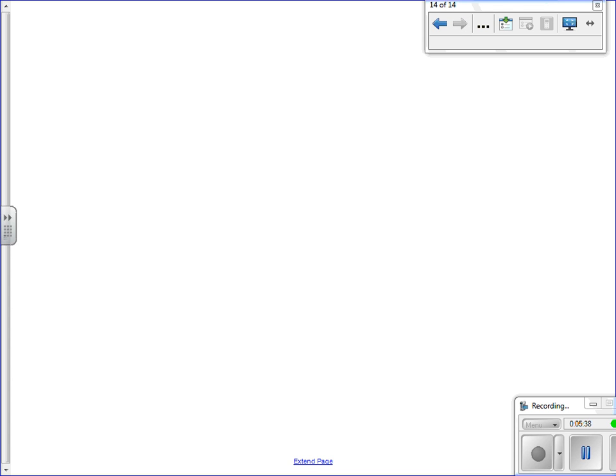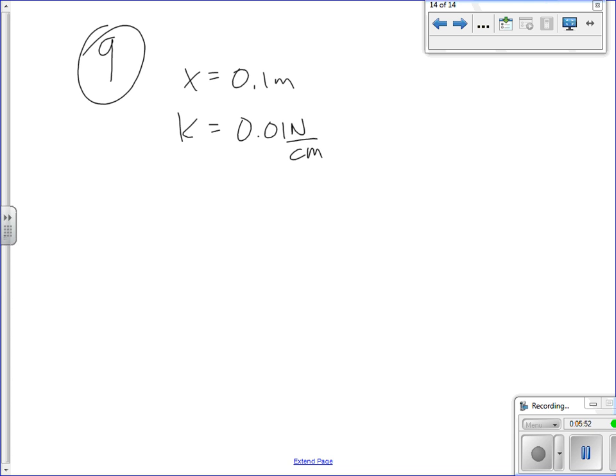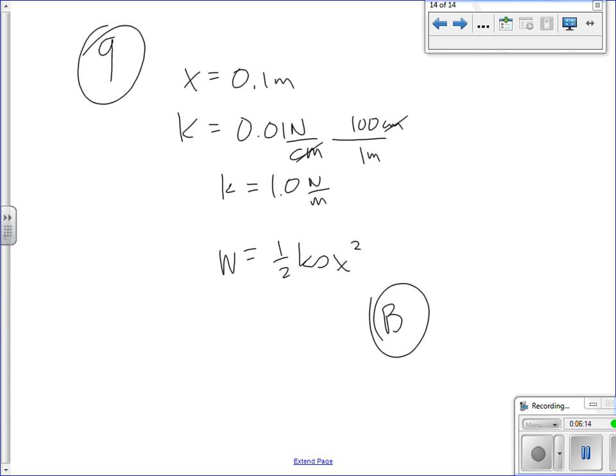9. Let's see, how much work is done? 10 centimeters. Constant 0.01 newtons per centimeter. Work is a change in potential energy. So that's P. Don't forget to square. Yeah? Good.